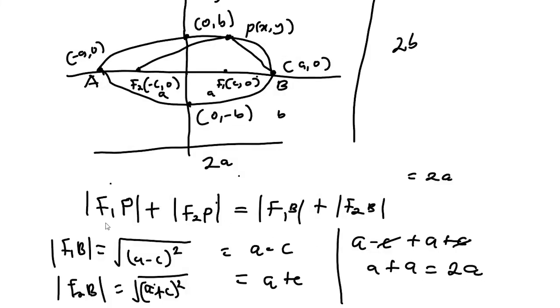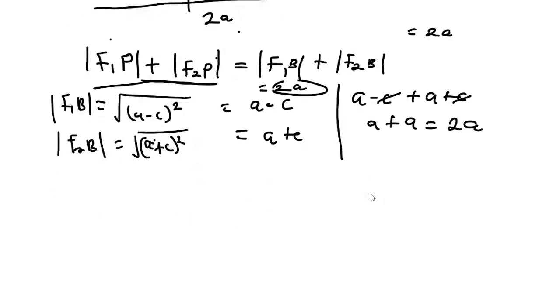So basically we can write all of this equating it to 2a. And this one is the constant that we are talking about from the definition of the ellipse. All right, so let's see.